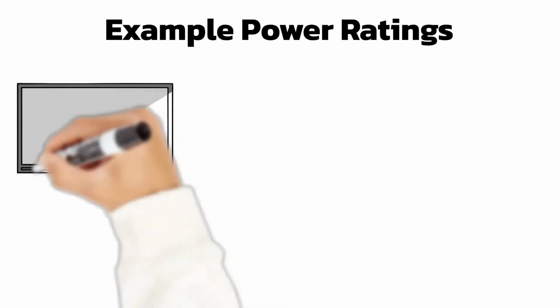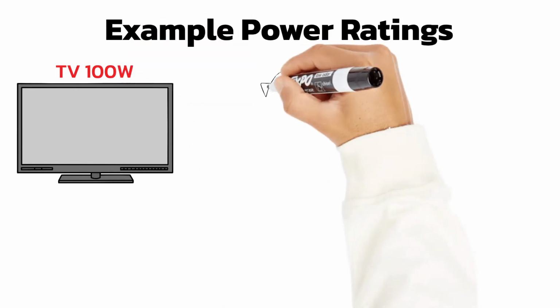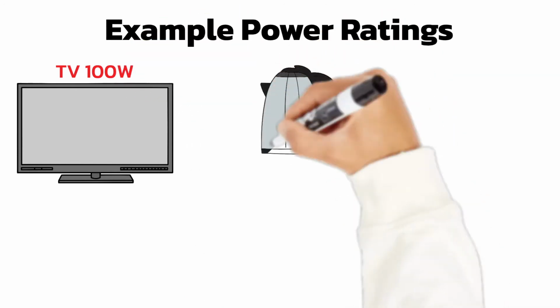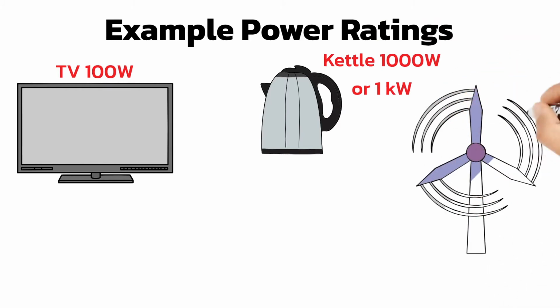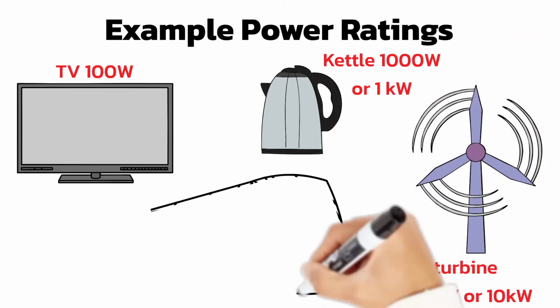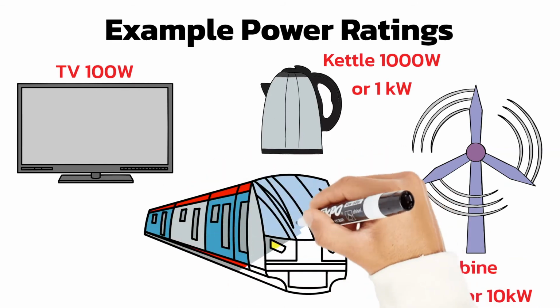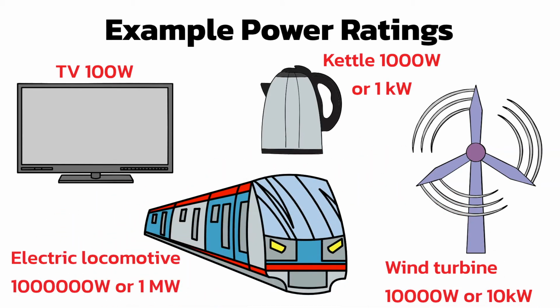Let's look at some examples. A television needs about 100 watts. A kettle about 1000 watts, or 1 kilowatt. A wind turbine about 10,000 watts, or 10 kilowatts. And an electric locomotive about 1,000,000 watts, or 1 megawatt.